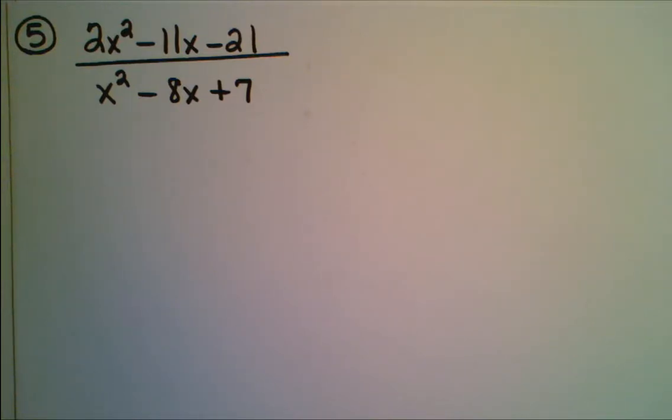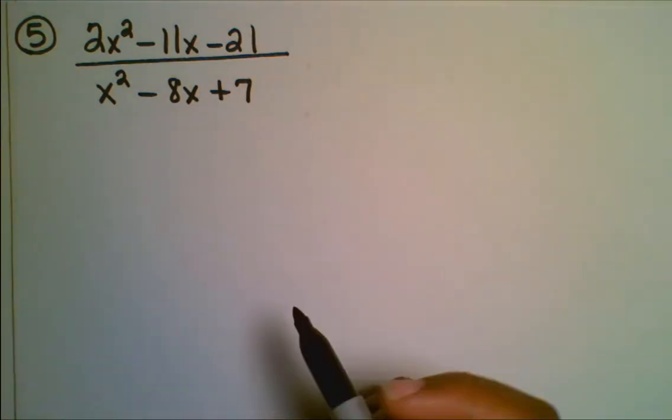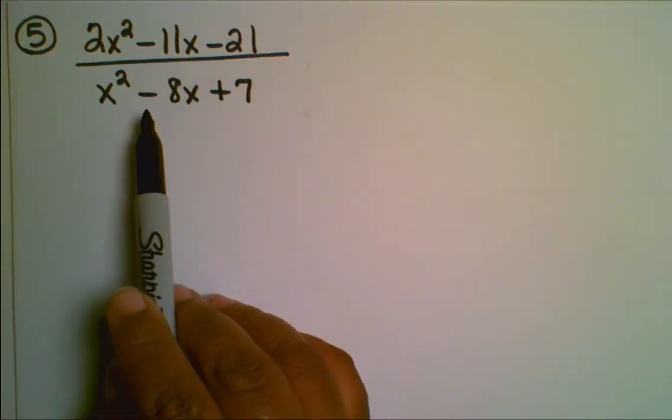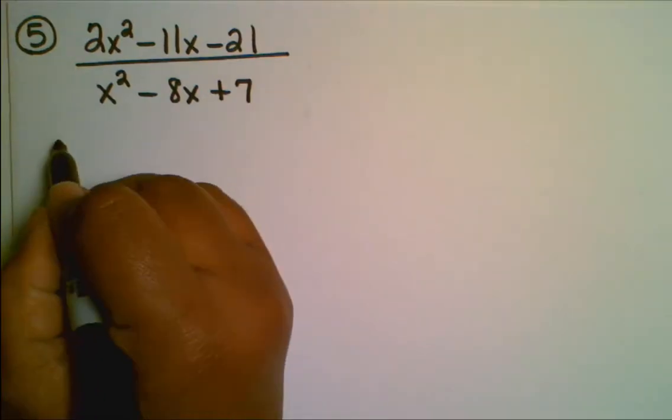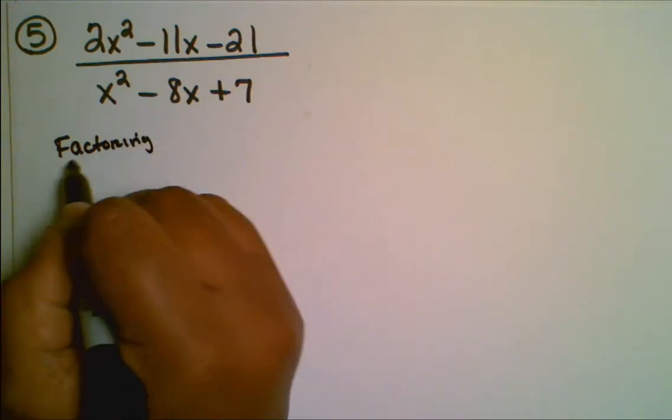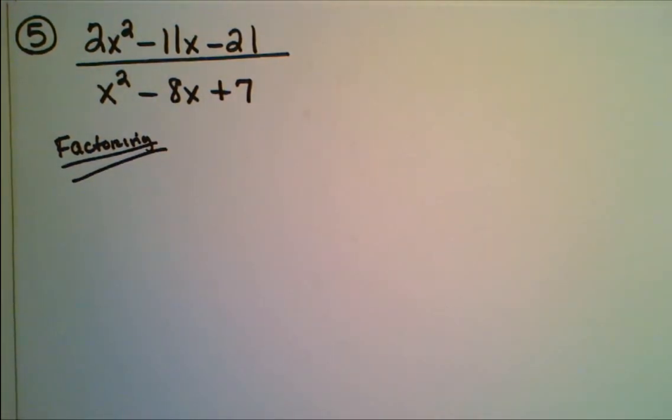Number 5, we have 2x squared minus 11x minus 21 all over x squared minus 8x plus 7. All right, so we want to simplify this rational expression, and we're going to do so by factoring. We're going to be factoring the numerator, and we're going to be factoring the denominator.